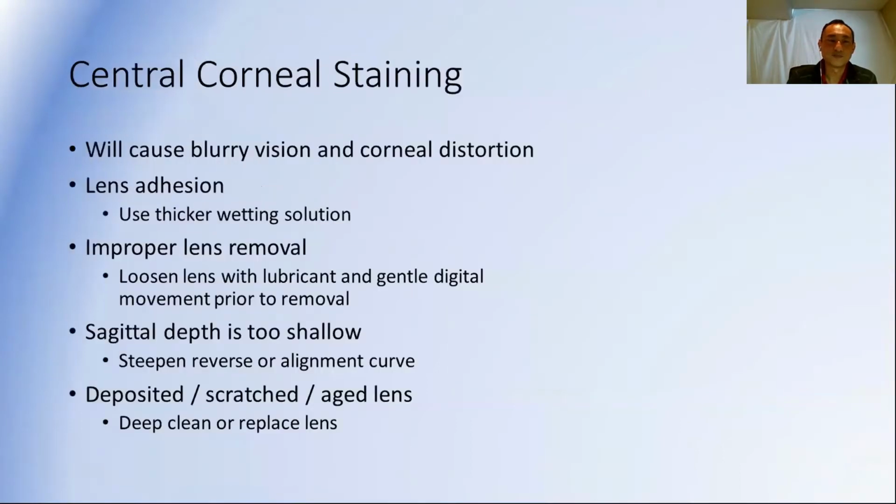And then another big problem is corneal staining. Corneal staining has a number of causes. Some of them can be very significant, so you want to make sure that you don't have any corneal staining on follow-up. They can cause blurry vision, discomfort, corneal distortion, and so forth.